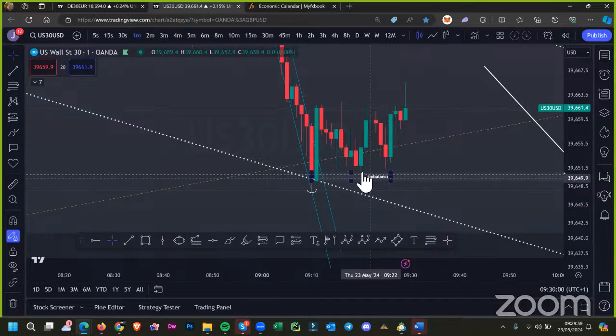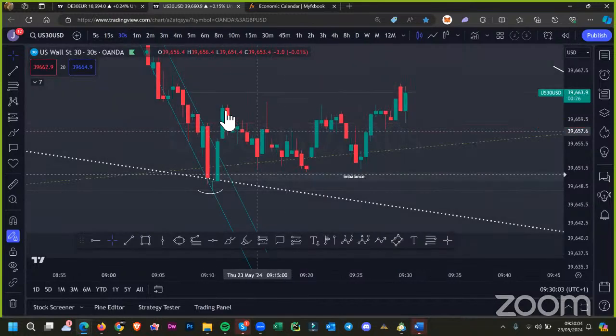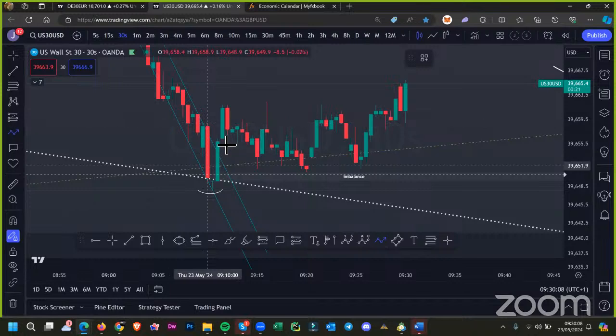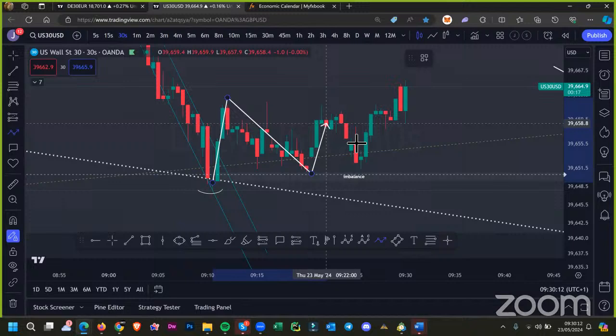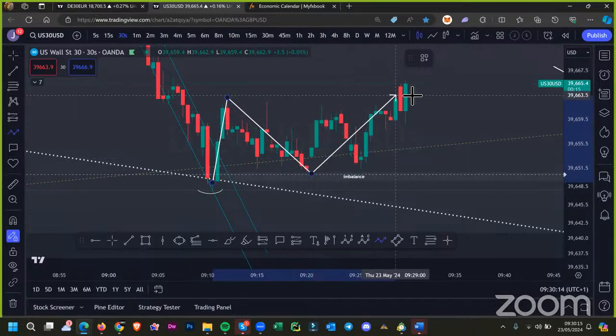But we respected this little low. We broke some stuff here. Have a look on the 30-second time frame. We broke some levels here. Have a look, there's a little level in here. We broke that level here. Indication. We corrected. We did a bit of the hokey cokey in here. But at the moment, we're over here looking like we're trying on a 30-second time frame.